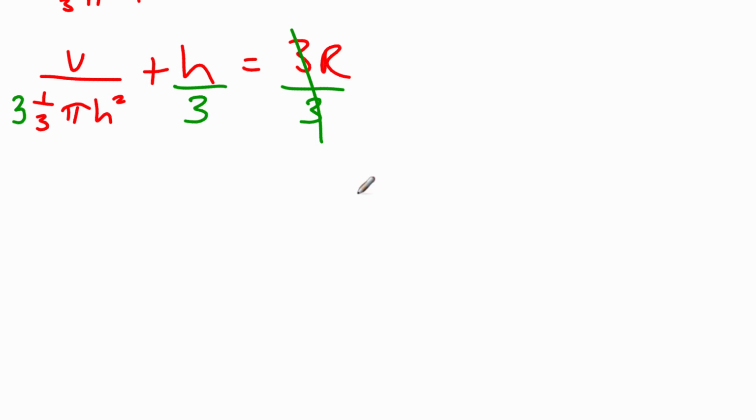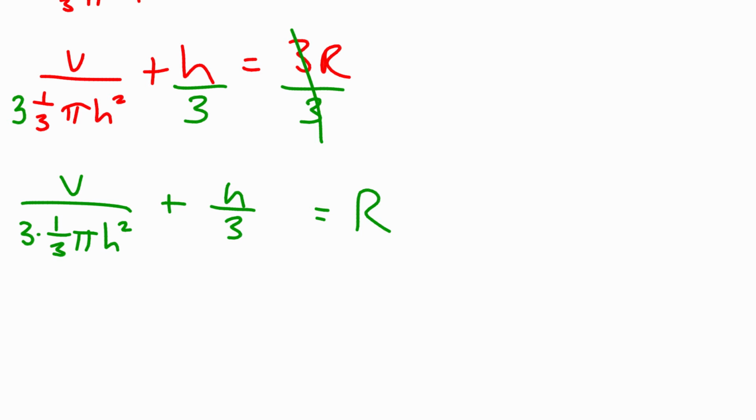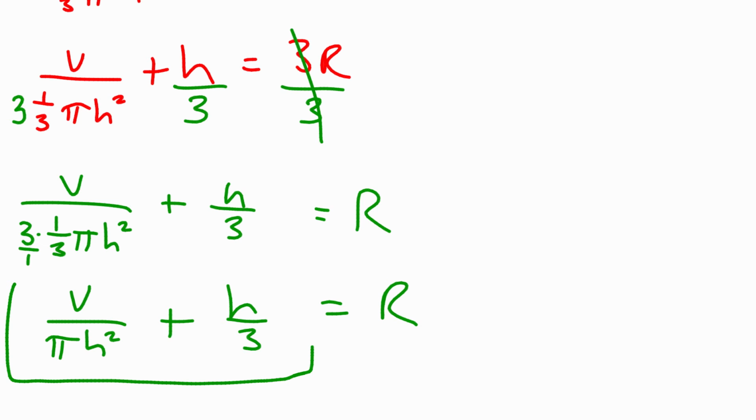These cancel, and now I'll have r is equal to v over 3 times 1/3 pi h squared plus h over 3. Okay, now here there's 3 times 1/3. That looks a little fishy. I think 3 times 1/3 is just 1. So this first thing I can replace with v over pi h squared plus h over 3 is equal to r. There I go. Now I'm fairly happy with that answer.